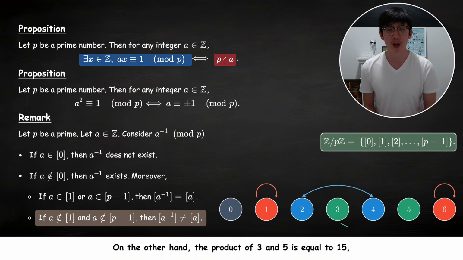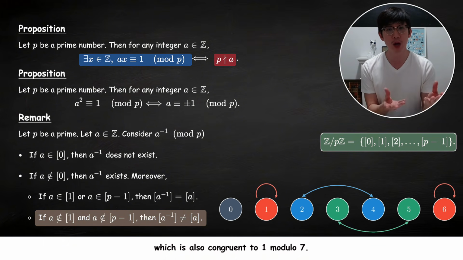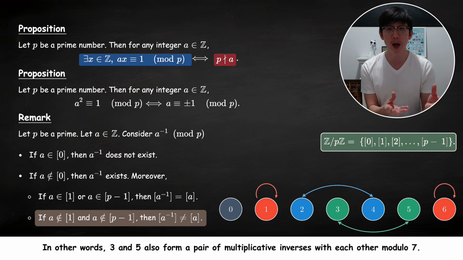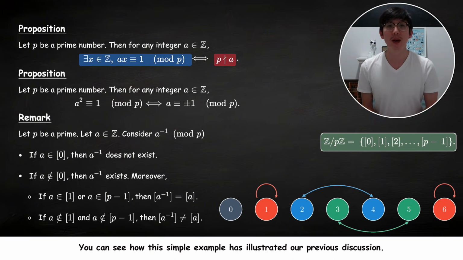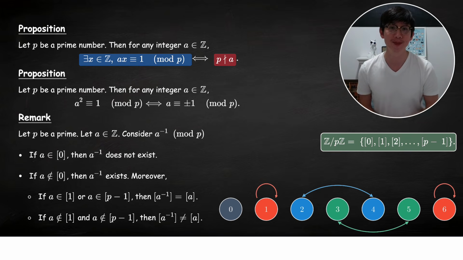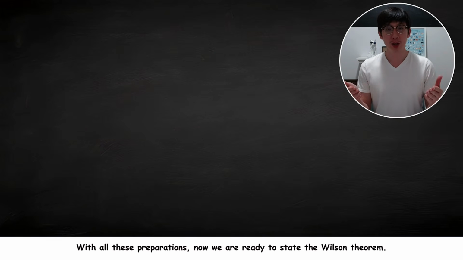On the other hand, the product of 3 and 5 is equal to 15, which is also congruent to 1 modulo 7. In other words, 3 and 5 also form a pair of multiplicative inverses with each other modulo 7. You can see how this simple example has illustrated our previous discussion. With all these preparations, now we are ready to state the Wilson theorem.